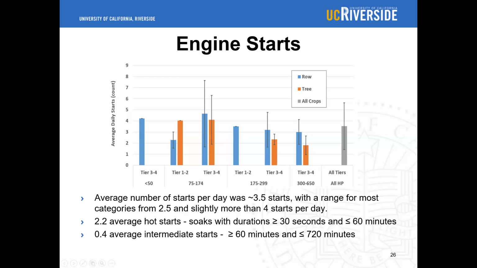Now, some of those would be hot starts where the durations were under an hour, which would be about 2.2 average hot starts. And then there was a number of about 0.4 or 0.5, so one every other tractor was having an intermediate start, where the start occurred after a soak of greater than 60 minutes, greater than an hour. So definitely the engine would be fairly cooled down at that point.